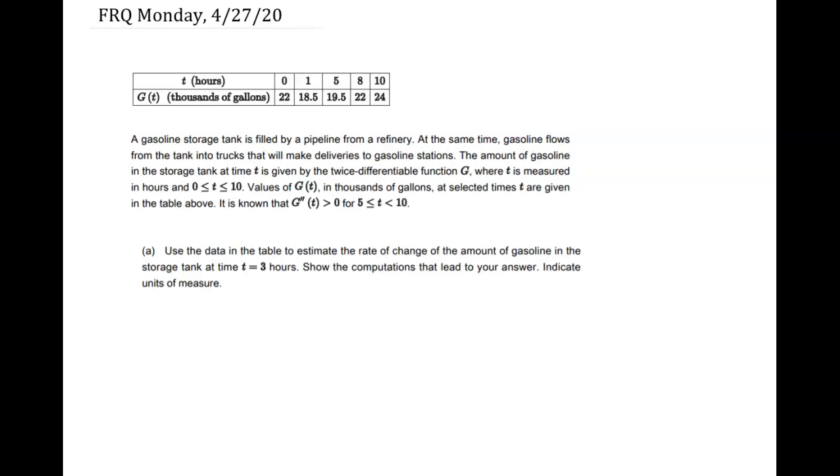All right. Read it really fast because you guys could have read it yourselves and probably already did. Okay, so first we use the data in the table to estimate the rate of change of the amount of gasoline in the storage tank at time t equals 3.